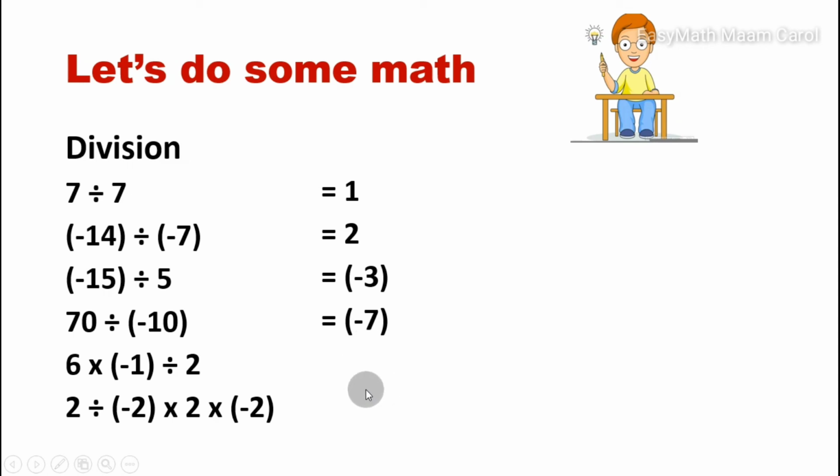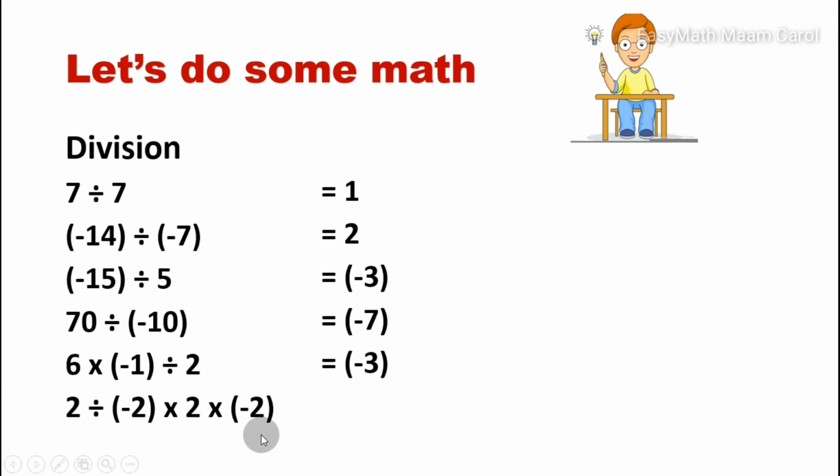Now, what is going to be the sign? Let's count the number of negatives here. There's only 1, and 1 is odd. Therefore, our answer is going to be negative. So we have negative 3.